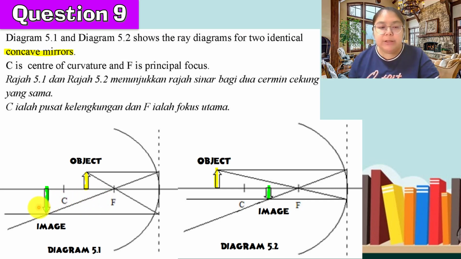Okay, let's see the image. The image formed in 5.1 is further, already after C. But in 5.2, the image formed is between. So from here you can make a conclusion: when the object is further, the image becomes closer to the mirror, and the image also becomes smaller. The object size is the same. So we continue with the question.